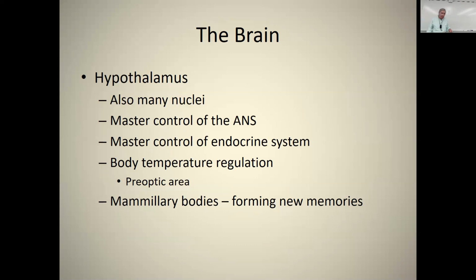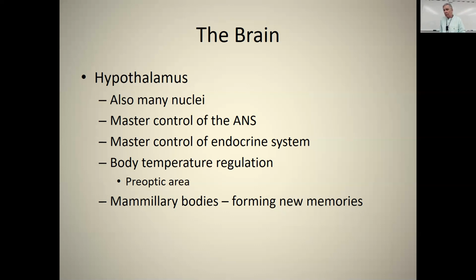Okay, hypothalamus. It's the area just below the thalamus. There are a lot of nuclei there. It's a master control of the autonomic nervous system. There are sympathetic and parasympathetic nuclei there that send out parasympathetic information along the vagus nerve, and send out information along sympathetic nerves. It's a master control of the endocrine system. Remember, this is where all the releasing hormones are secreted from, right? Releasing and inhibitory hormones.